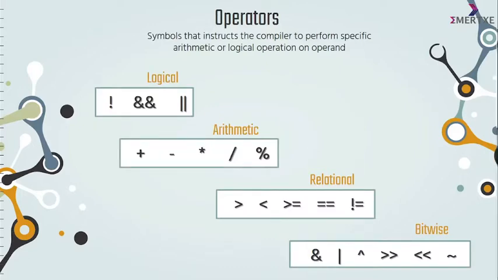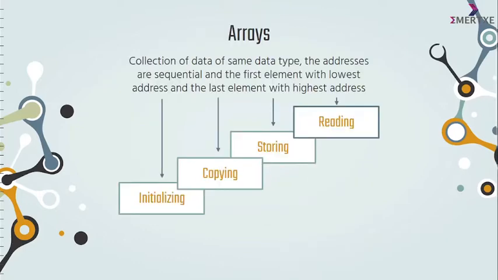Operators are symbols that instruct the compiler to perform a specific arithmetic or logical operation on an operand. Operators are logical, arithmetic, relational, and bitwise. An array is a collection of data of the same data type. The addresses are sequential, with the first element having the lowest address and the last element having the highest address. The array operations are reading, storing, copying, and initializing.